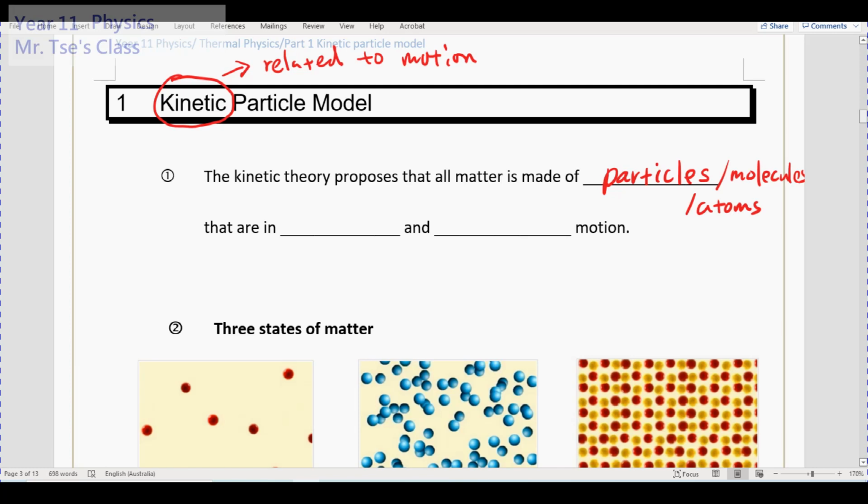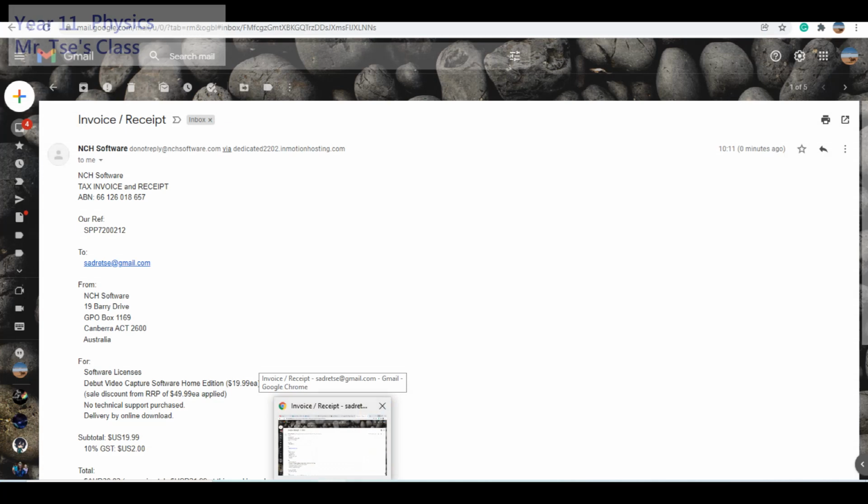Okay, and in kinetic theory, we propose that all matter is made up of small particles. Those particles are not static, but they are in motion. But what kind of motion are they in? All right, let me show you some simulation, and you could answer that by yourself.